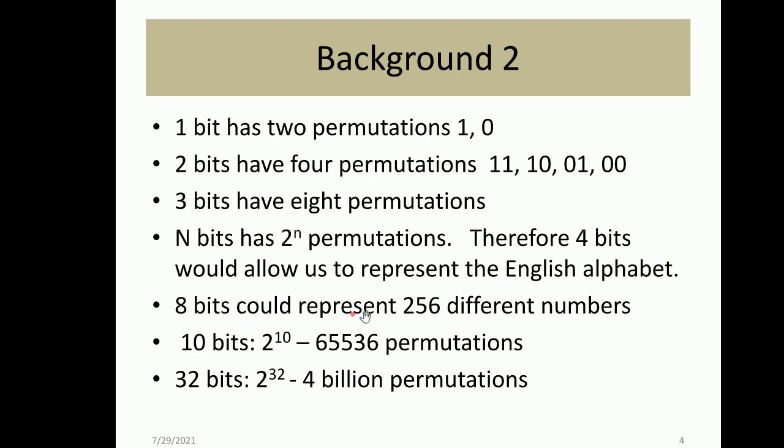8 bits could represent 256 different numbers, so I can represent lots of different numbers using 8 bits. With 16 bits I could represent 65536 permutations and 65536 different numbers. If I'm operating with 32 bits, I could code data using those 4 billion unique permutations.